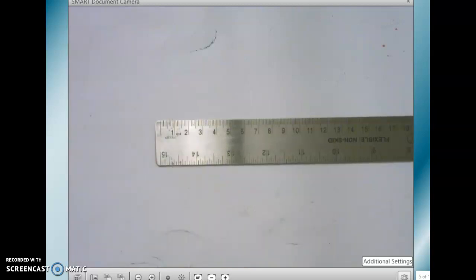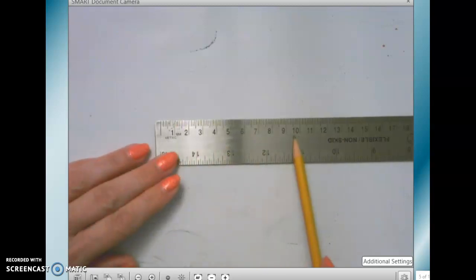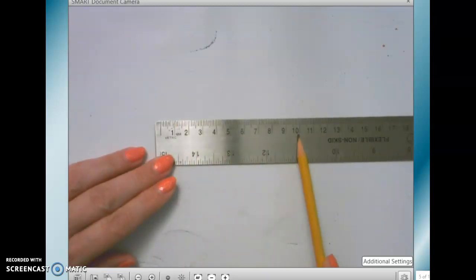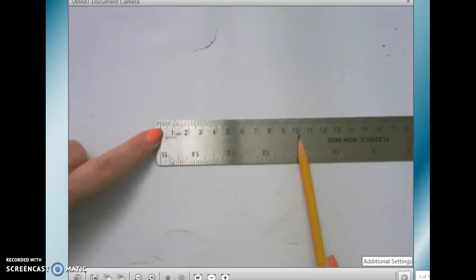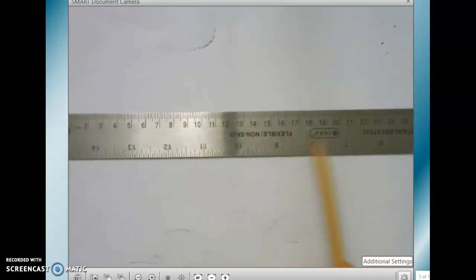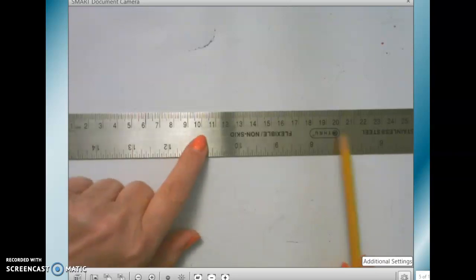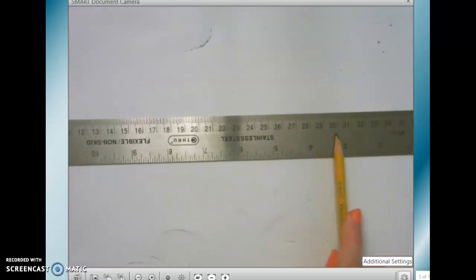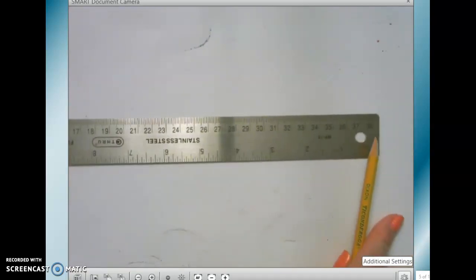Okay, so let's think about this. We know that a meter is the measure that we're using. We're going to divide a meter into 10 sections. That's how long a decimeter is. From my finger to my pencil, that's 1 decimeter. And then 2 decimeters would be to the number 20. There's 2 decimeters. So 1 decimeter, 2 decimeters, 3 decimeters, and this one doesn't go any higher than that because it's just a ruler.